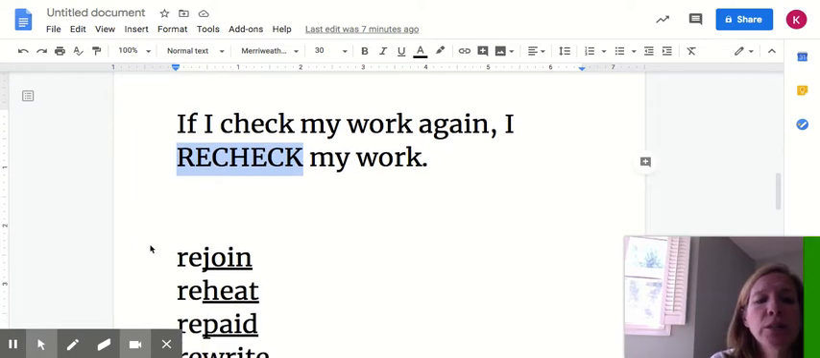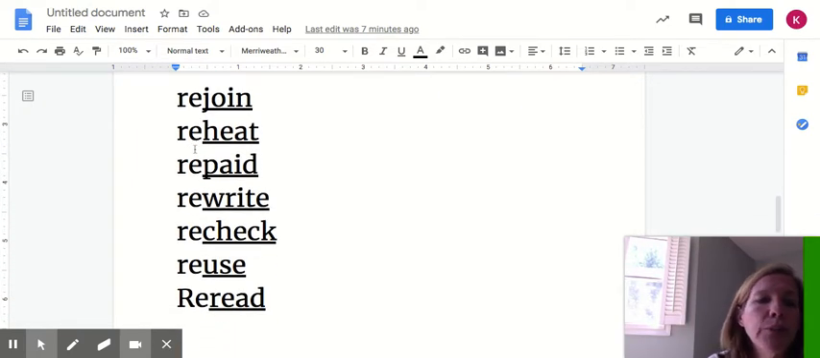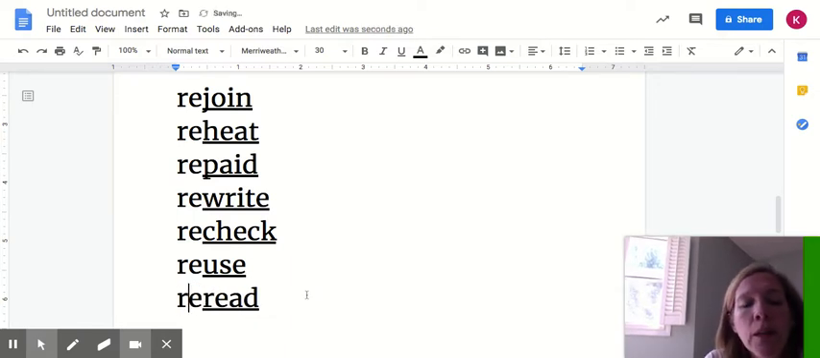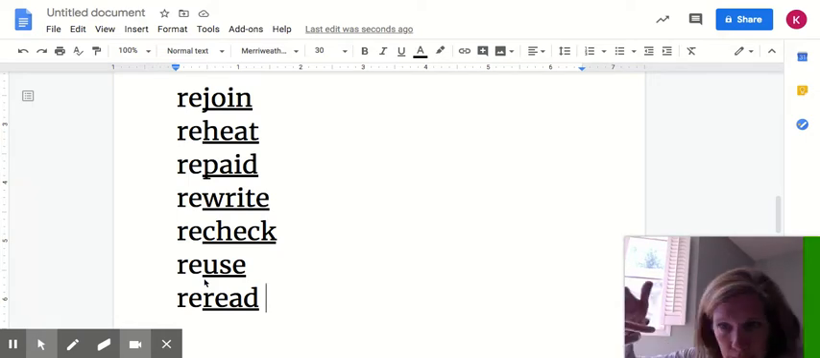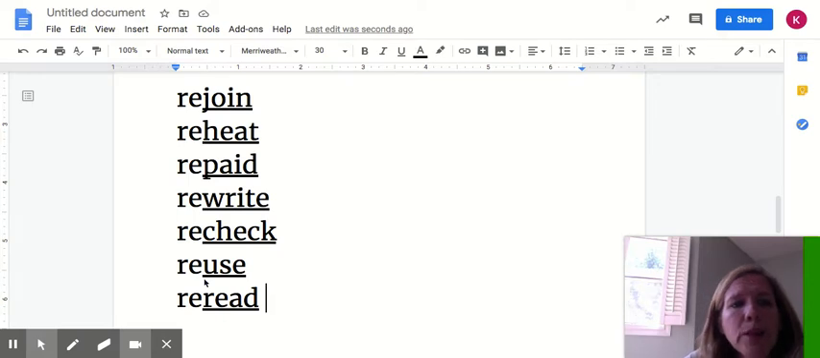Okay. So let's take a look at all of our re words this week. Rejoin, reheat, repaid, rewrite, recheck, reuse, and reread. That one should be lowercase, right? Reread. We use this word reread quite often, right? We'll reread our story before our test on Friday. Not this week, next week, but we always reread our story. We read it again.